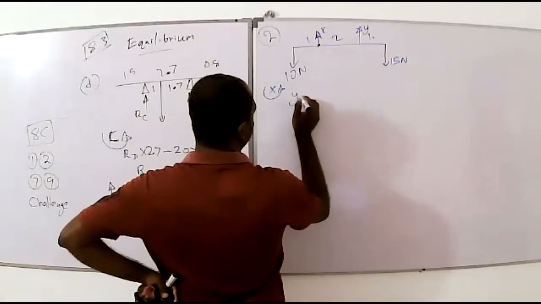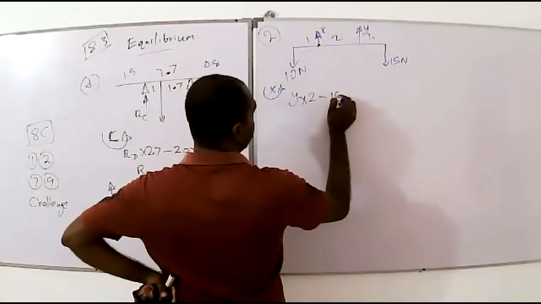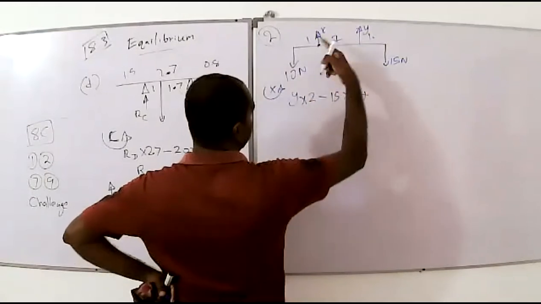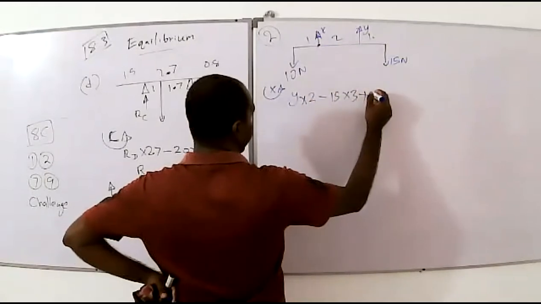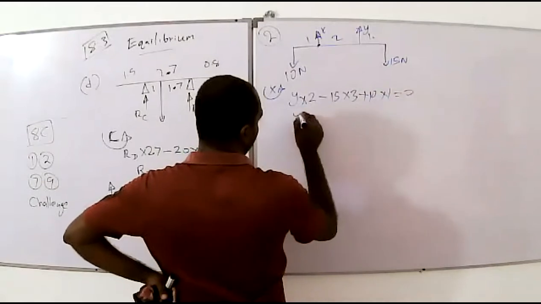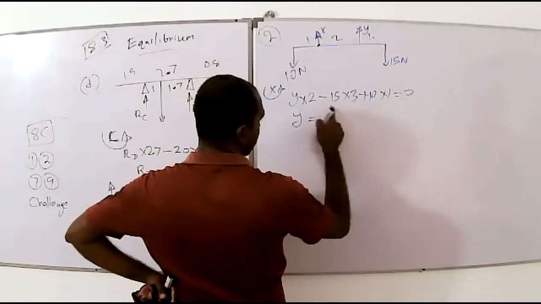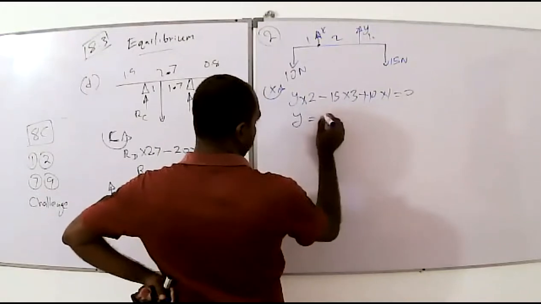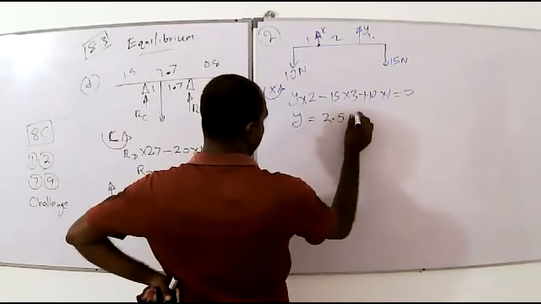So if we take moments around x, I will get y into 2 minus 15 into 3. Here 10 is also positive. See, be careful about the sign. 10 into 1 should be 0. So it's going to be y equals minus 15 plus 10, so 5 divided by 2. It's going to be 2.5 newtons.